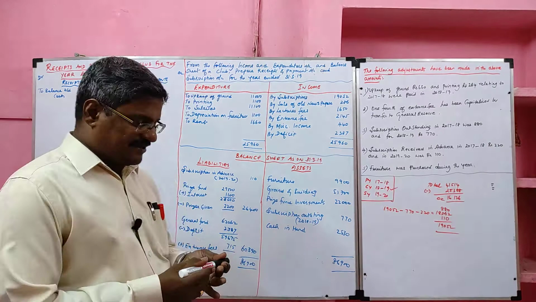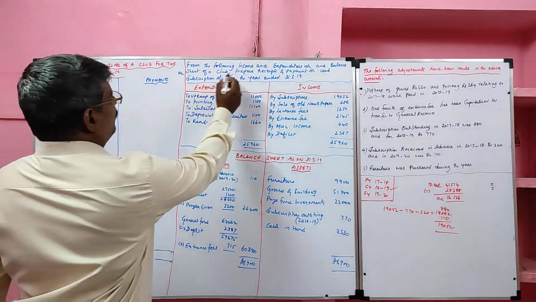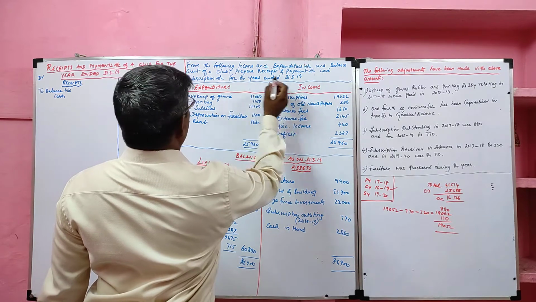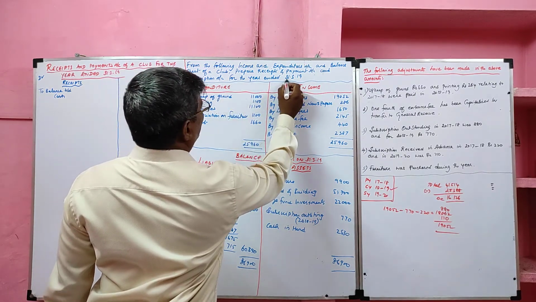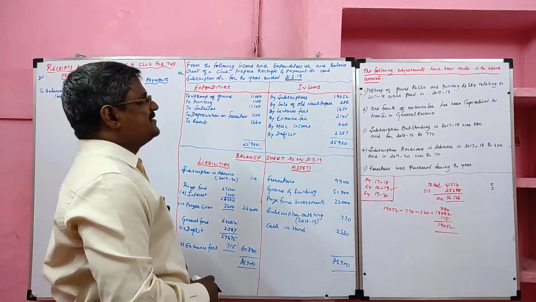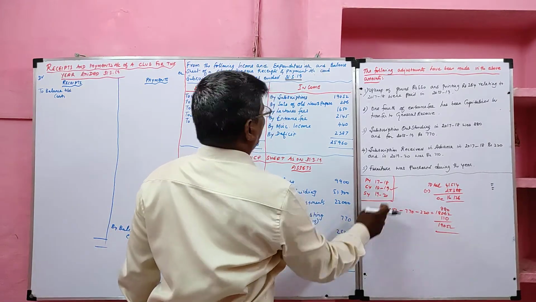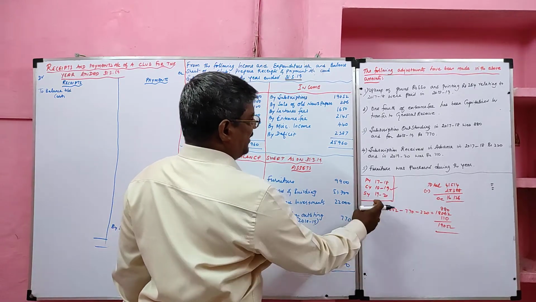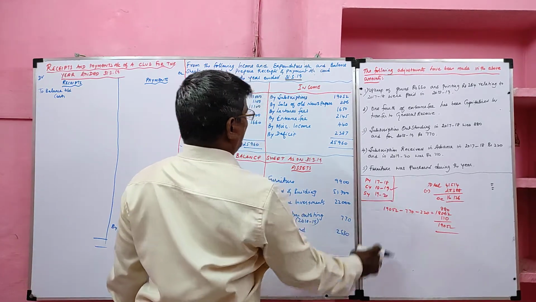Yes, I am going to read. Listen carefully. From the following income and expenditure account and balance sheet of a club, prepare receipts and payment account for the year ended 31st March 2019. So our current year is 2018-19. Our previous year is 2017-18. Our subsequent year is 2019-20.